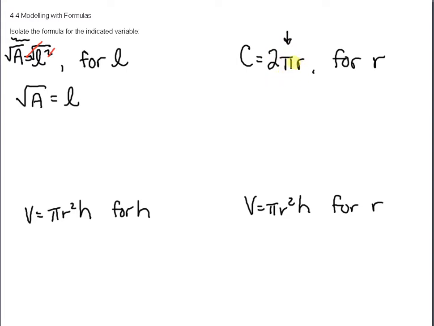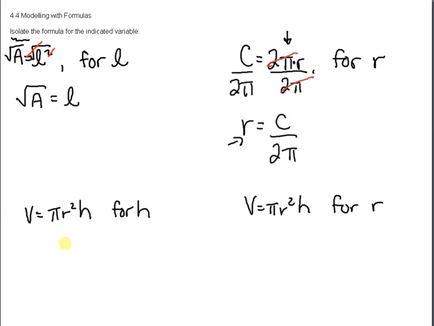Okay, so we know that r is multiplied by 2 pi. So what's the opposite of multiplication? It's division. So divide both sides by 2 pi. Okay, so now this 2 pi and this 2 pi cancel out, and r is by itself now. So we have r equals C over 2 pi. R is isolated.